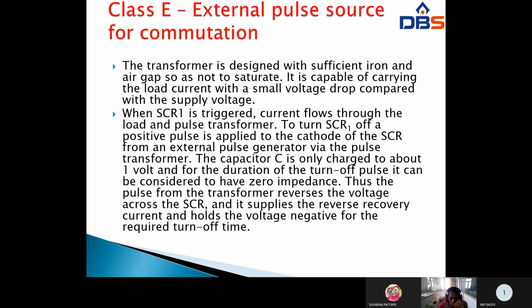So the capacitor C is only charged to about 1 volt, and for the duration of the turn-off pulse it can be considered to have zero impedance. Thus the pulse from the transformer reverses the voltage across the SCR, supplies the reverse recovery current, and holds the voltage negative for the required turn-off time.